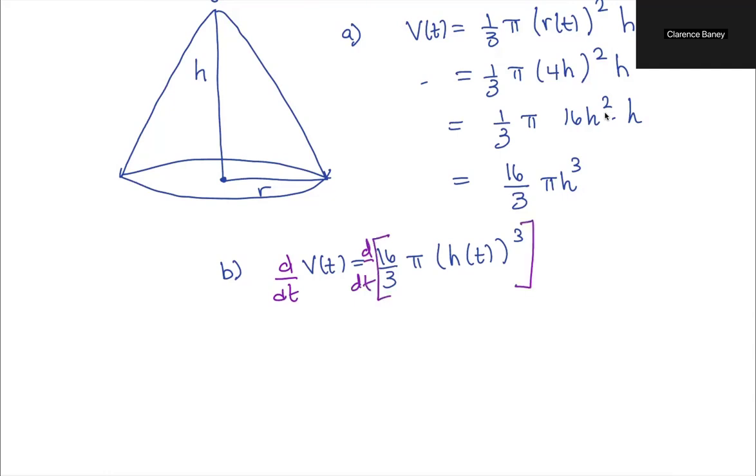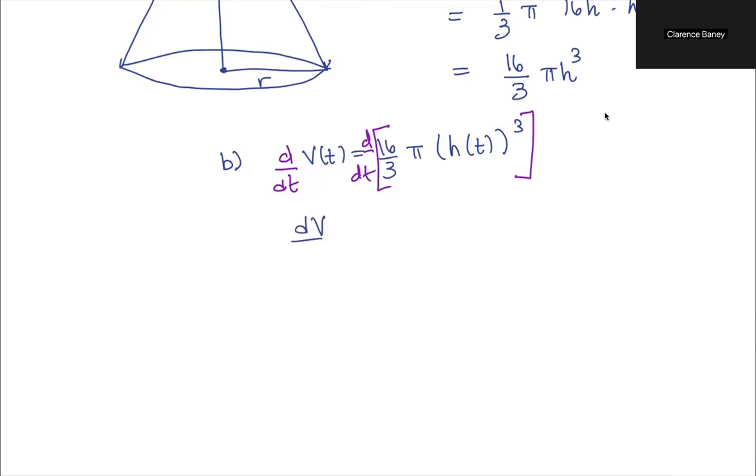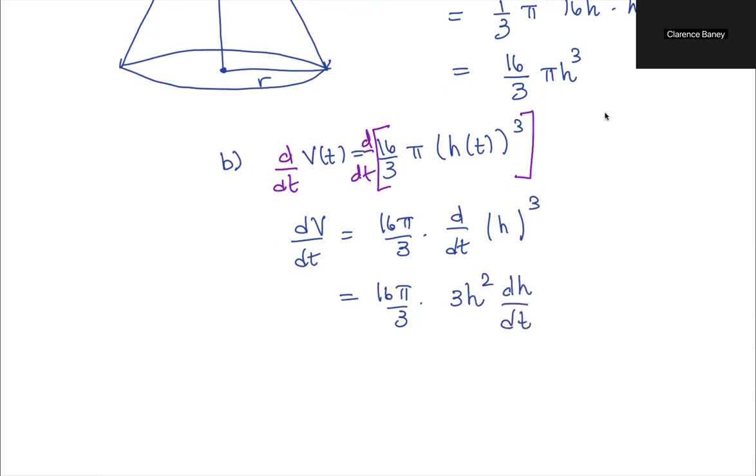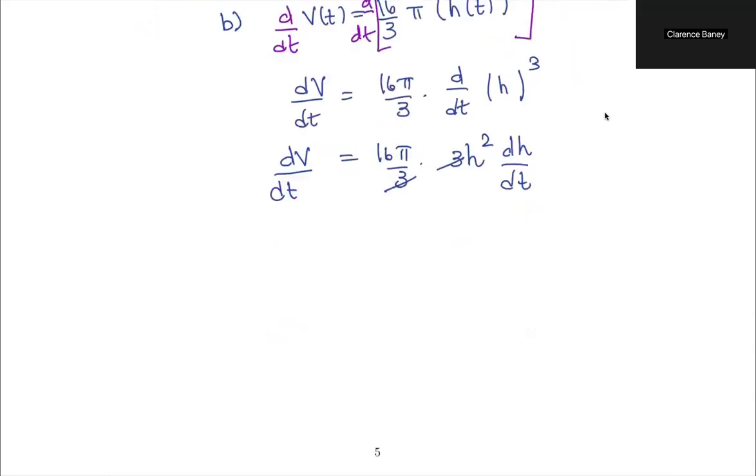So I'll take the derivative and I'll get dV/dt. The 16 pi thirds can come out, and I'll take d/dt of h cubed. You have to use the chain rule here because it's an implicit function. So I get 16 pi over 3 times 3h squared, but then times dh/dt. And so your new formula is going to be the following. I can cancel out the 3's. Your new formula will be dV/dt is equal to 16 pi h squared times dh/dt.